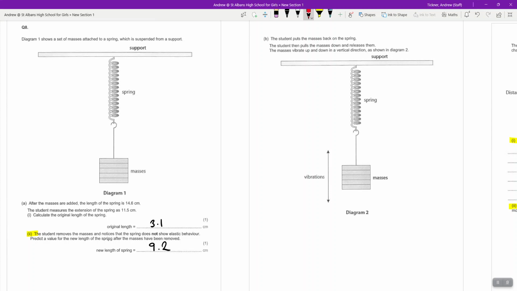Predict a new value. You can't work it out. There's nothing to calculate here. You just have to pick a number that's bigger than 3.1 and smaller than or equal to 14.6. So any number in the range of 3.2 to 14.6 gives you the mark here. Any number at all. Perfectly fine.